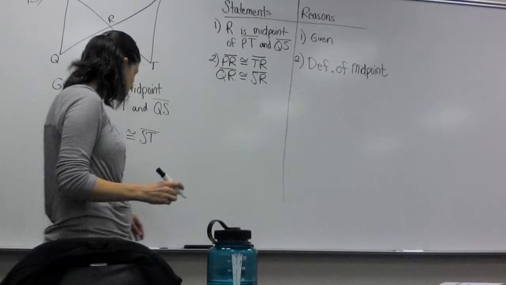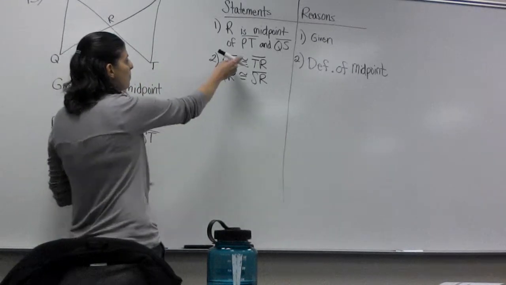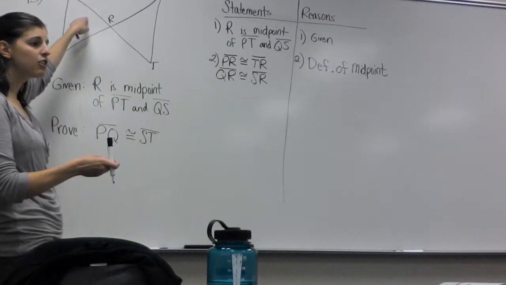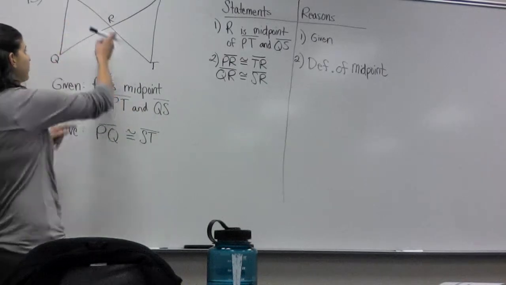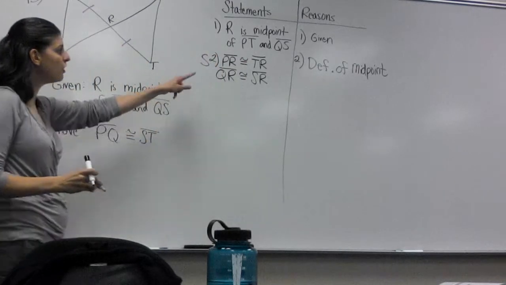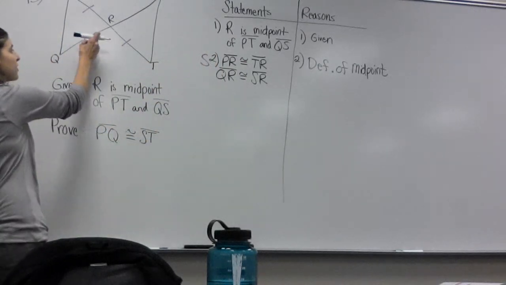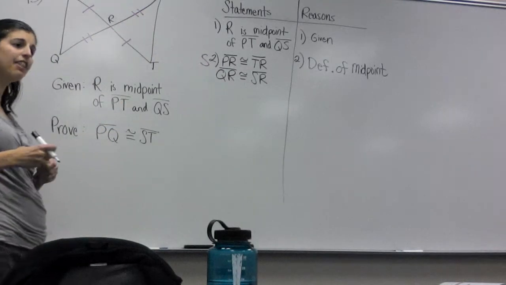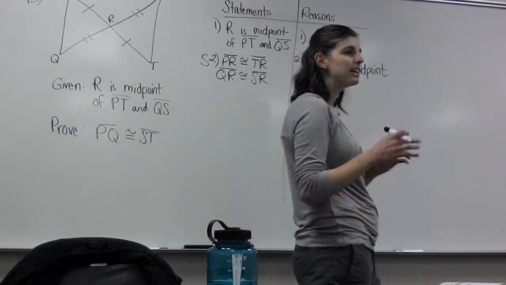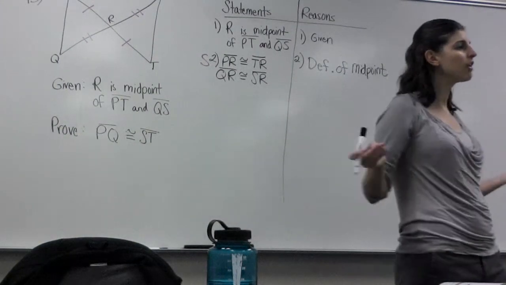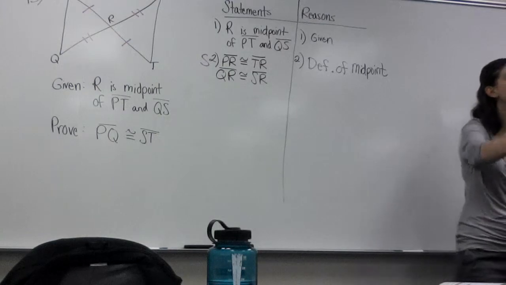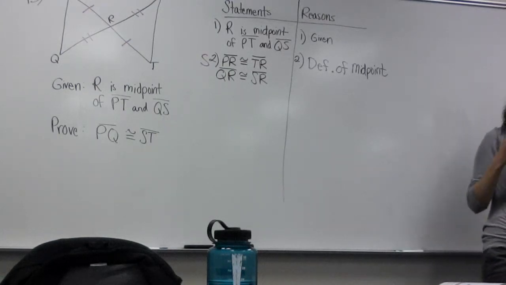That's a very, very crucial step because that gives us PR and TR are two sides in the triangles that are congruent. So that's a side right there. And QR and SR are two other sides in the two triangles, and they are congruent. Now we either need, from what we talked about yesterday, a third side or the angle between the two sides that we know are congruent to be congruent, and then we know we have congruent triangles.